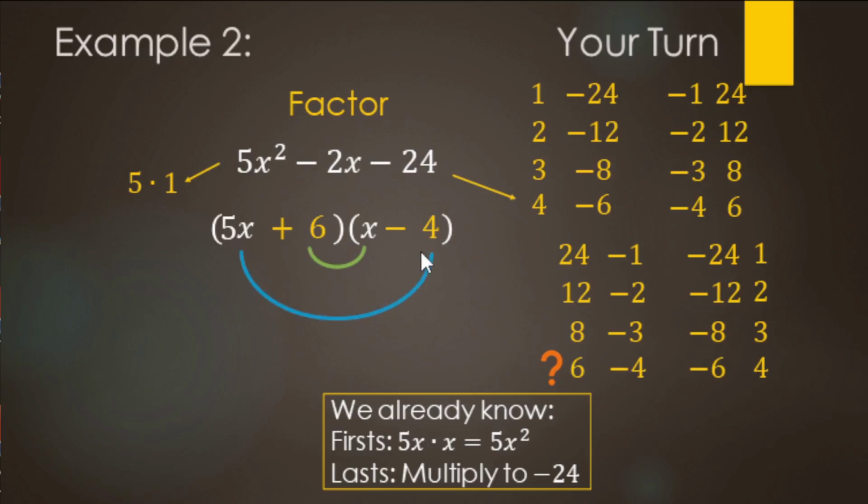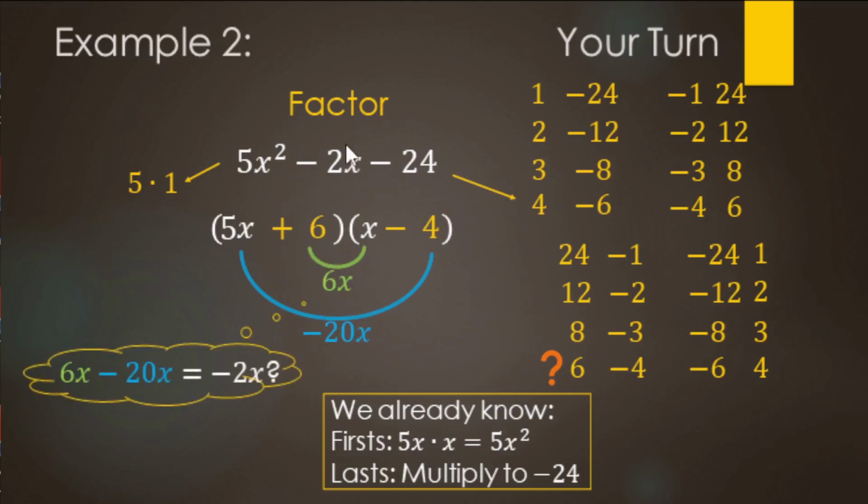So here we go. 5x times negative 4, negative 20x, 6 times x, 6x. Now we're going to add these up and we're hoping that we get a negative 2. In this case, it's a negative 14, so not negative 2. So we know 6 and negative 4 are not part of the answer. So let's try another one.